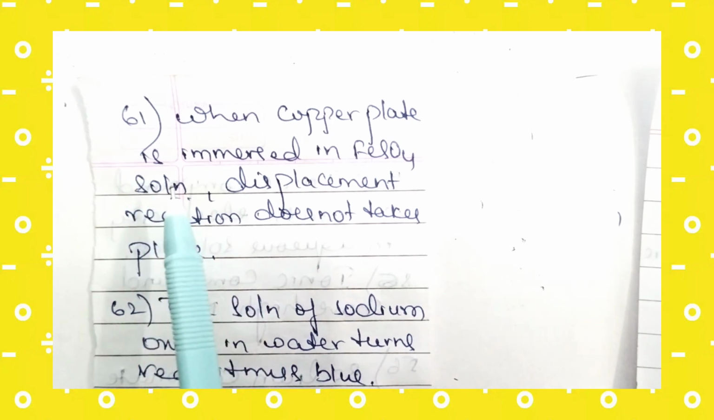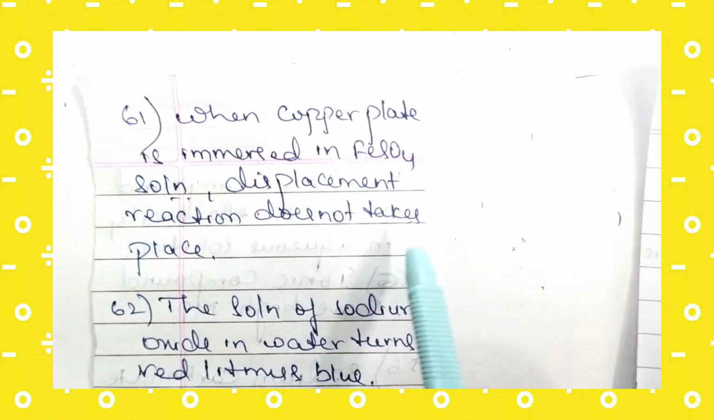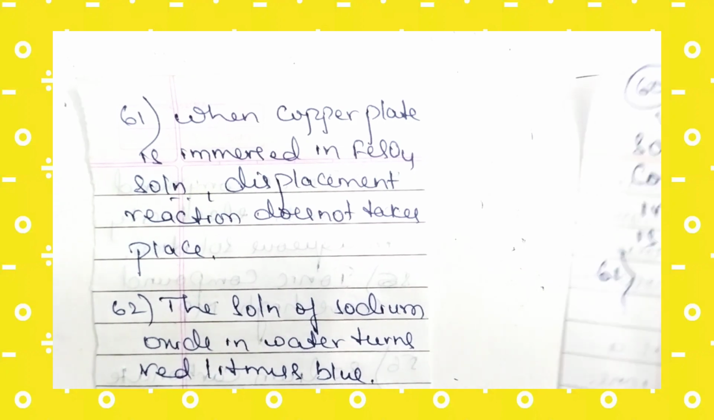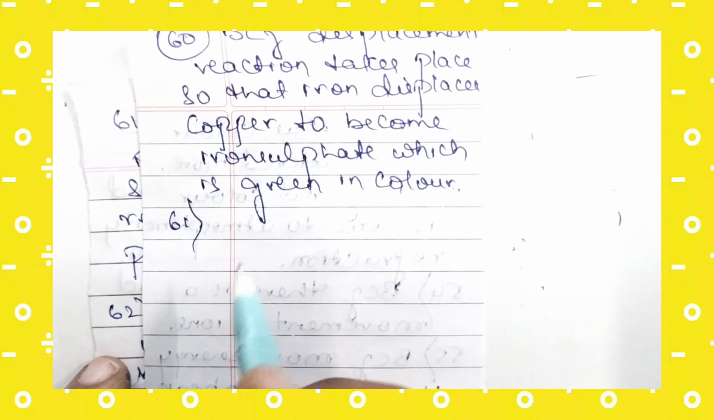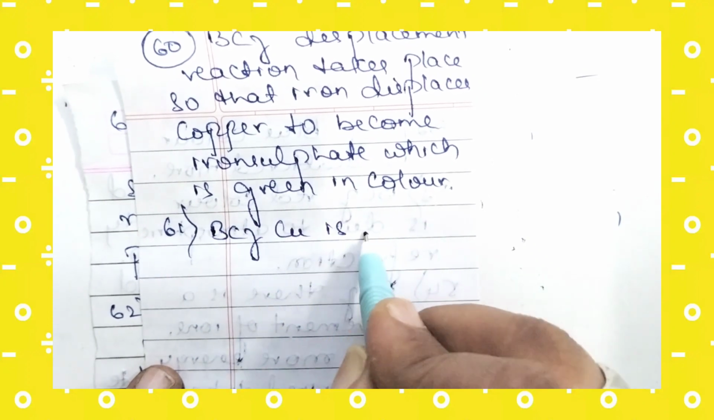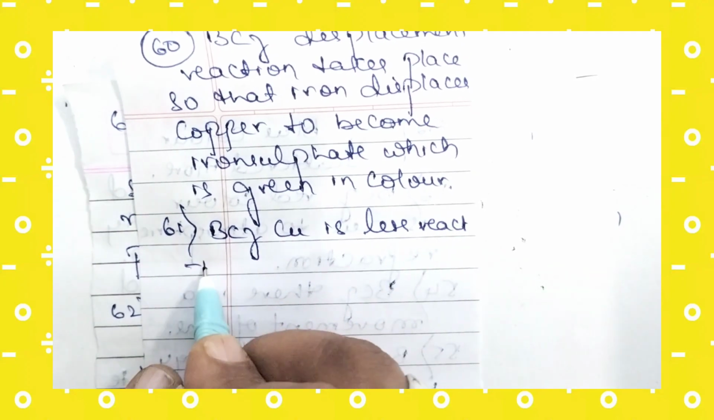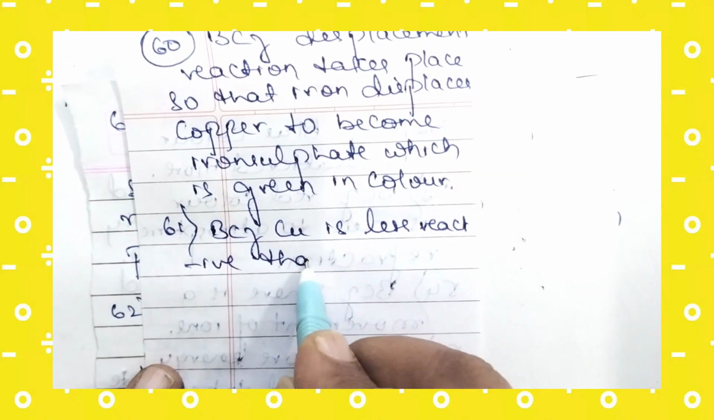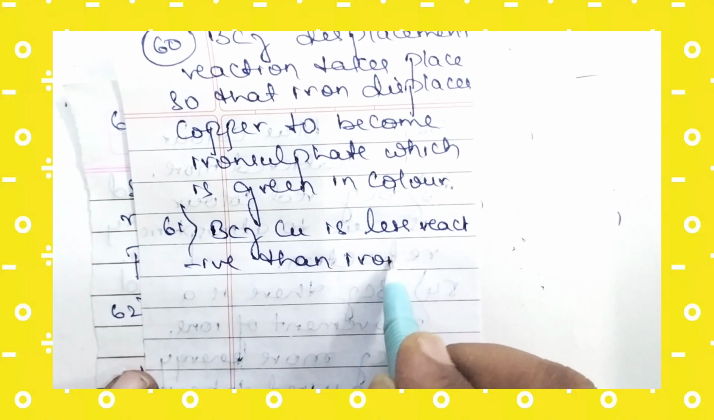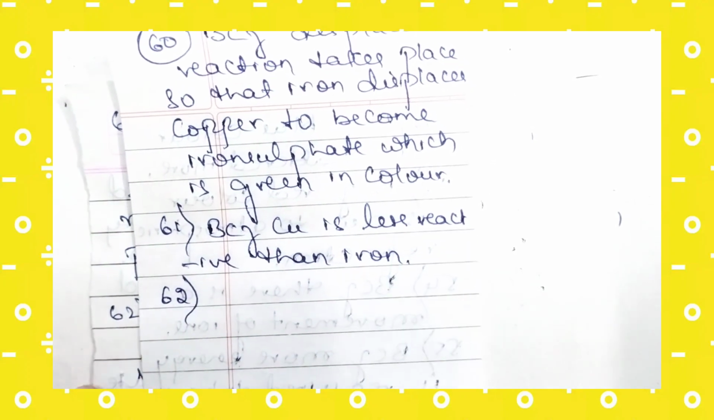So next let us move for 61st question. That is, when copper plate is immersed in ferrous sulfate solution, displacement reaction does not take place, they have said. So let us answer that. Because copper is less reactive than iron, or even you can write iron is more reactive than copper.